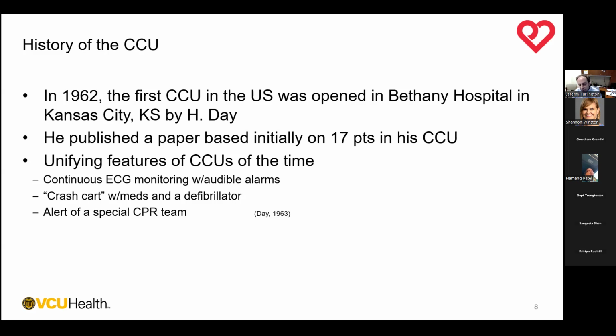Unfortunately, the electrodes needed replacement every 2 to 3 hours, and a lot of false alarms from patient movement would get people to rush in for no good reason.